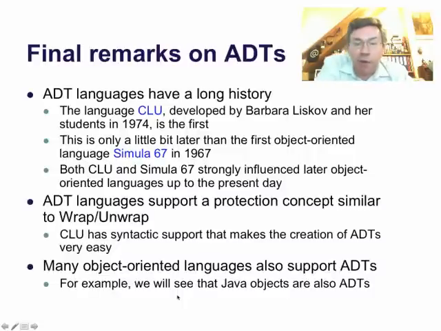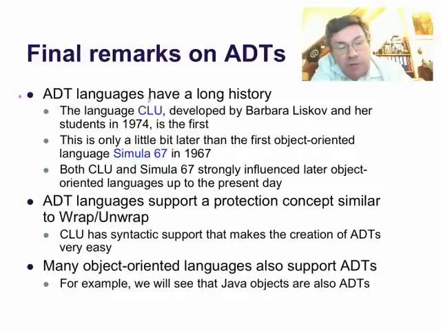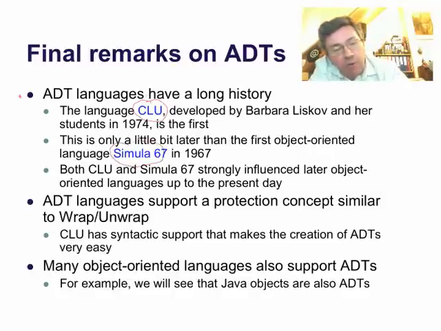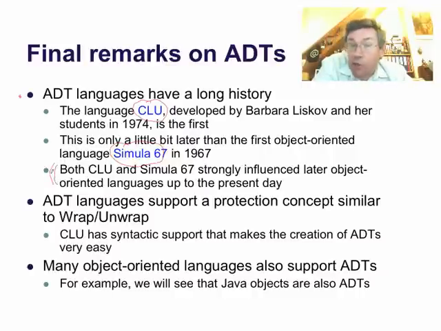So some final remarks on abstract data types. They have a long history. They weren't invented yesterday. The first language implementing really well the abstract data types is called CLU. It was developed by Barbara Liskov and her students around 1974. This is only a little bit later than the first object-oriented language called Simula 67, which was developed around 1967. And both of these languages strongly influenced all the later object-oriented languages up to the present day. So for example, Python and Ruby have clear influences from both of these.